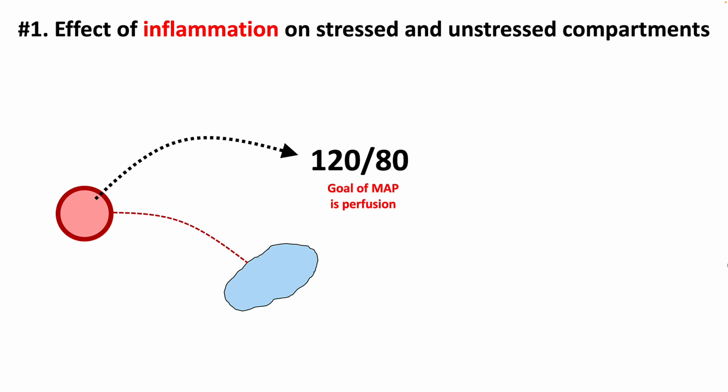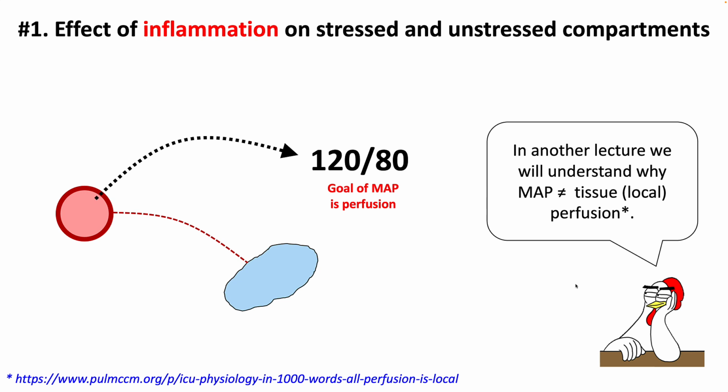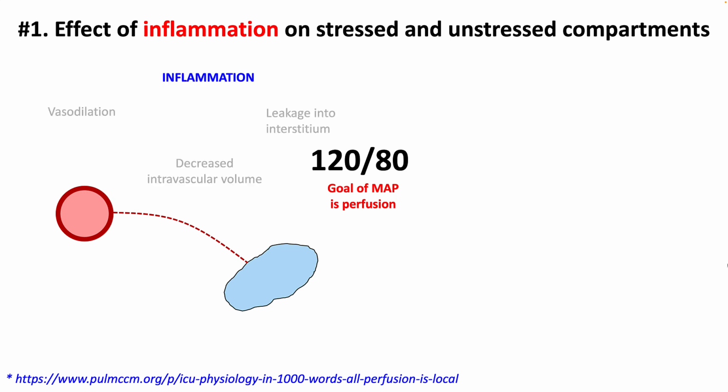The role of the stressed compartment is to generate a blood pressure, and it is the mean arterial pressure that helps achieve the mean perfusion pressure. We'll learn in a later lecture that mean arterial pressure is just a surrogate of tissue perfusion. If you want to read more about it, please see the references below. Inflammation affects your stressed and unstressed compartment in 3 ways.